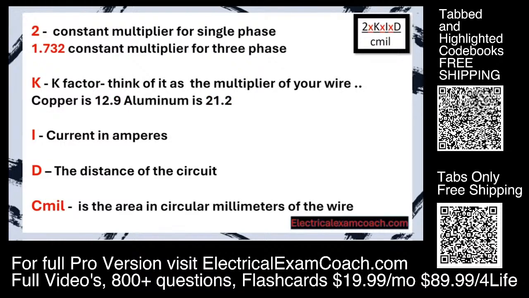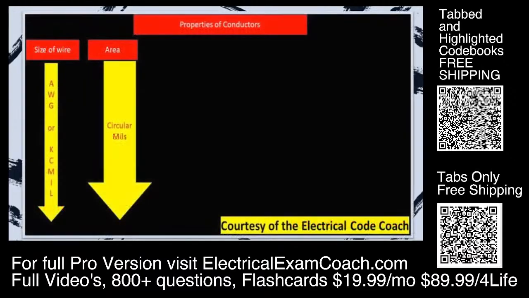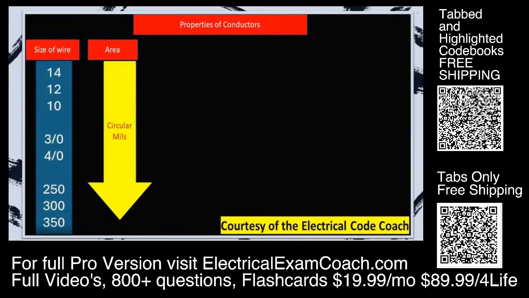To find the C mils of a wire, we need to head to Chapter 9, Table 8. It's toward the back of the book in the Chapter 9 tables. Go ahead and head there now. When we get there, we find that there's a lot going on with the table, but just like every other table, we only need to focus on what we need to focus on. On the left-hand side, we're going to find our size of wire, and you'll notice all of your familiar friends, 14, 12, 10, then it goes down into larger numbers like 3/0 and 4/0, then it goes into the kcmils, and that's where we get those circular mils from, 250, 300, 350.